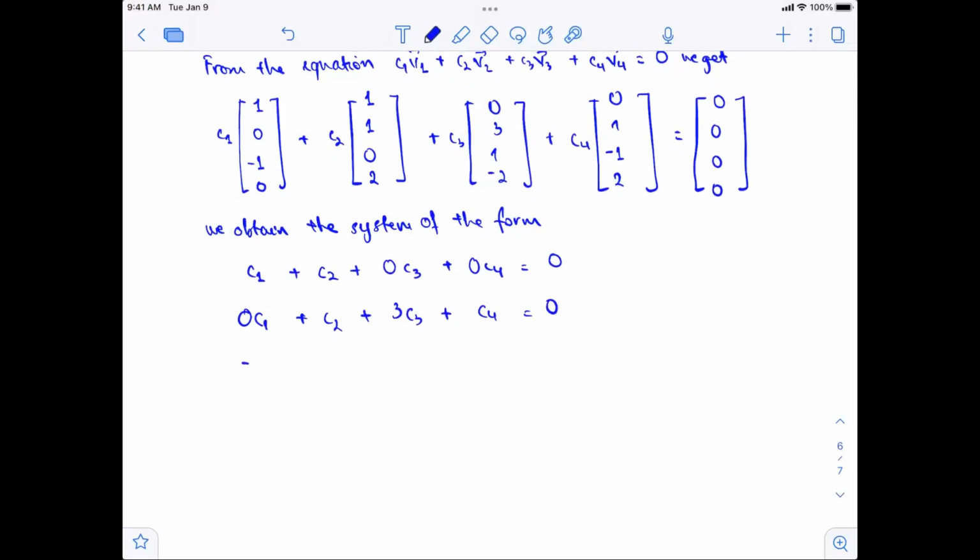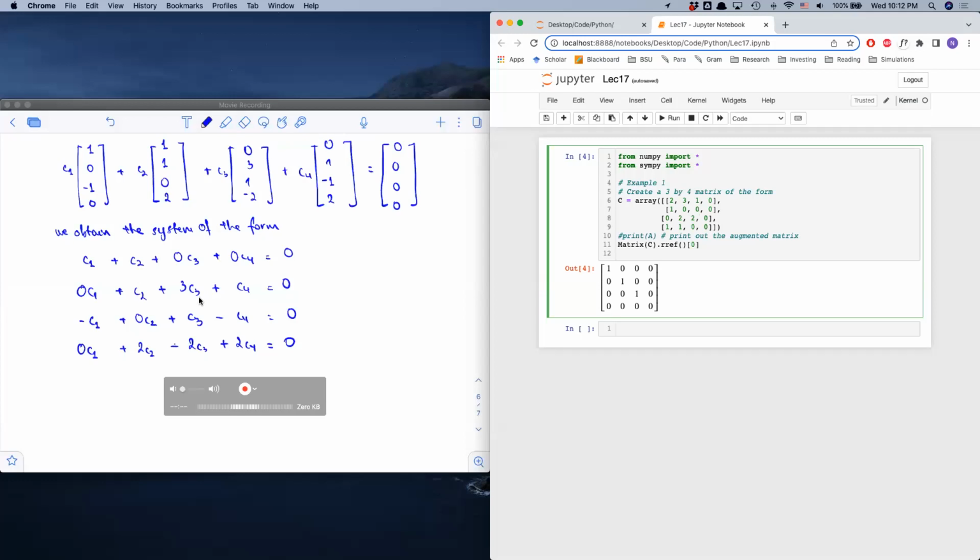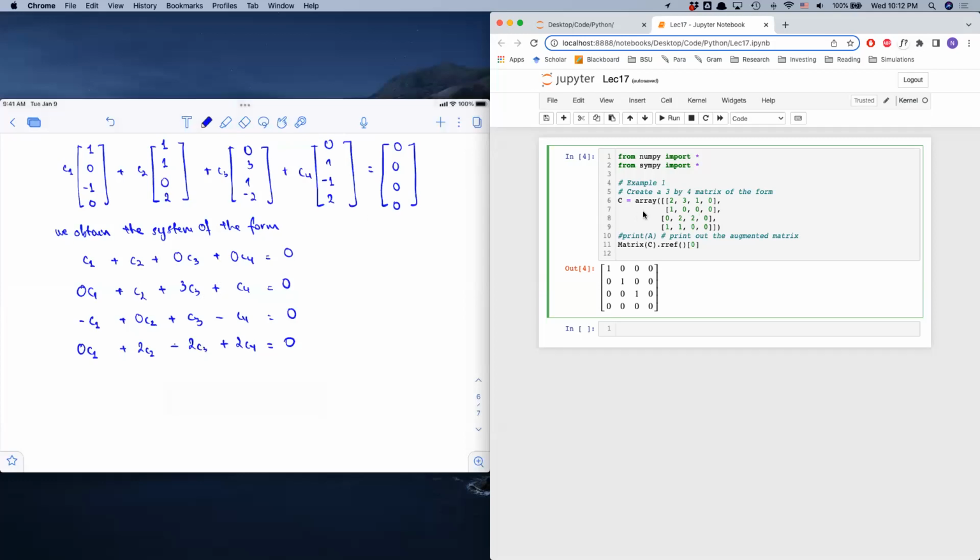So the third equation is negative C1 plus 0 C2 plus C3 minus C4 equal to 0. And the last equation is 0 C1 plus 2 C2 minus 2 C3 plus 2 C4 equal to 0. Now, again, we're going to turn to Python to help with the calculations. So we're going to turn this equation system into an augmented matrix and plug this into Python.